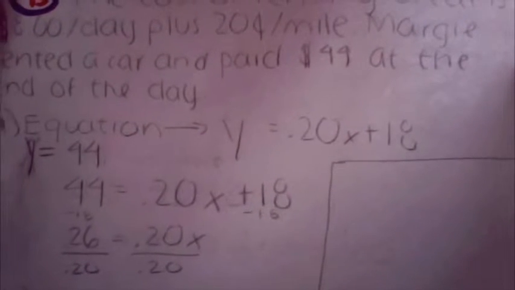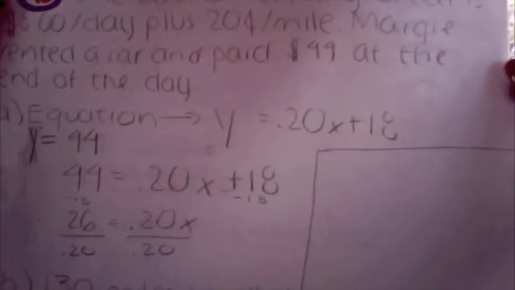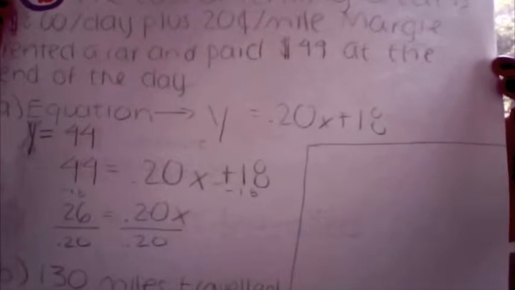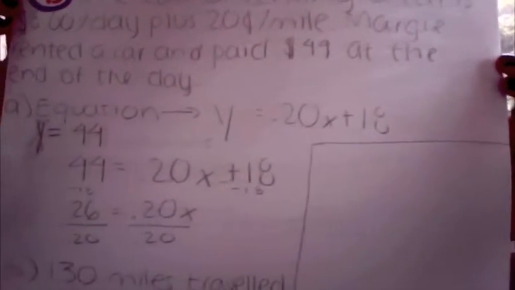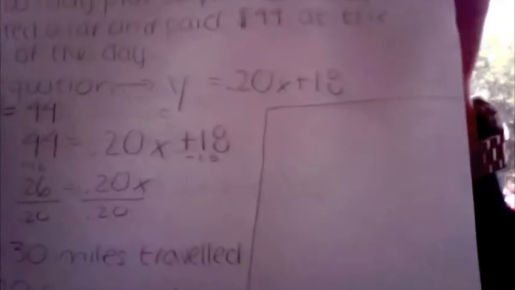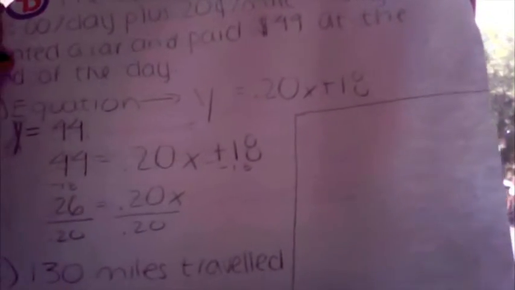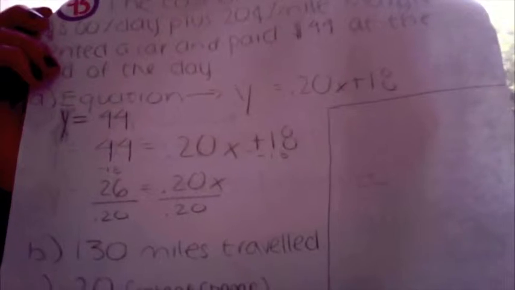Now I'm going to explain problem 95. The cost of renting a car is $18 per day plus 20 cents per mile. Margie rented a car and paid $44 at the end of the day. Find the equation. So y equals 44. If y equals 44, the equation is y equals 0.20x plus 18. We can see that we need to solve for x. So we subtract 18 from both sides and get 26 equals 0.20x. Then we see that Margie traveled 130 miles, and the rate of change is 0.20 because it's 0.20 per mile.